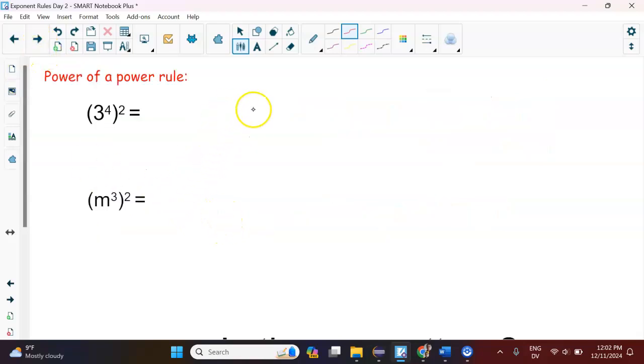Okay, next up is called a power of a power rule. And I want to use expanded form to make sense of it. So this 2 here means we have 2 parentheses. So I'm going to draw 2 parentheses. And then inside of each parentheses is 3 to the 4th, which is 3 4 times.